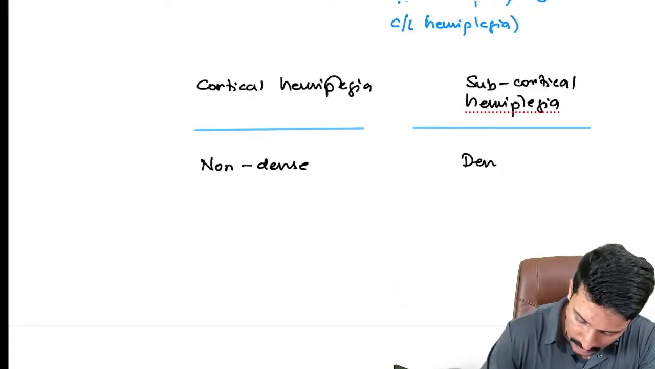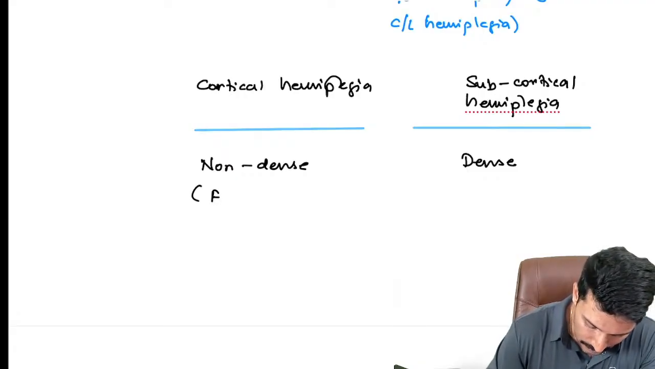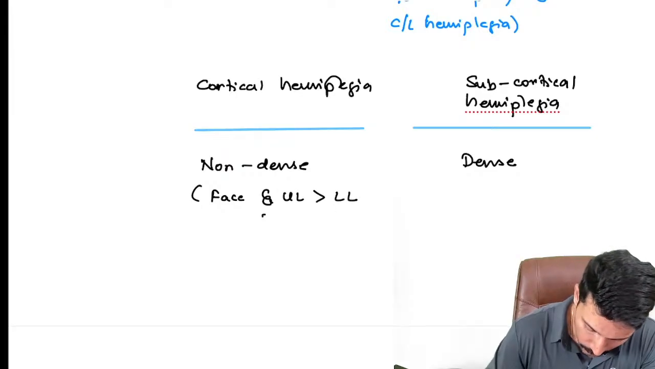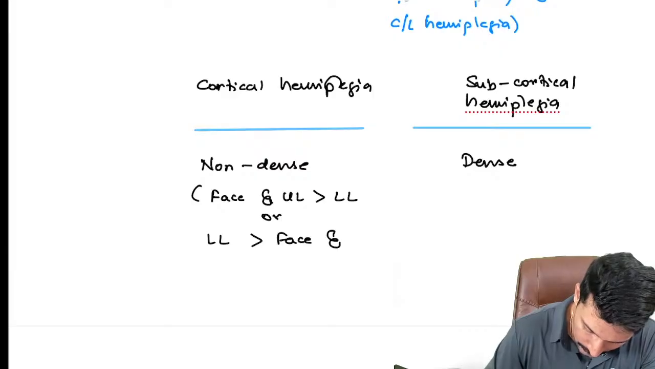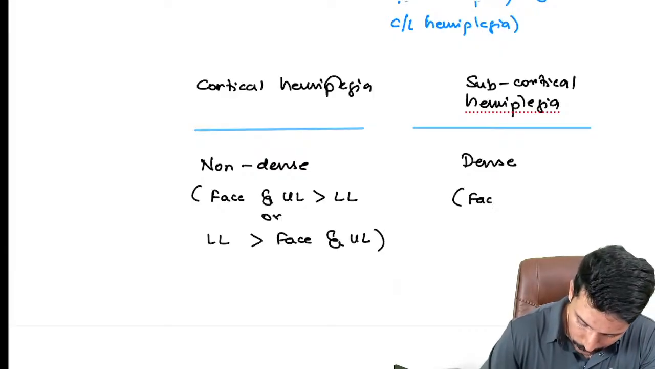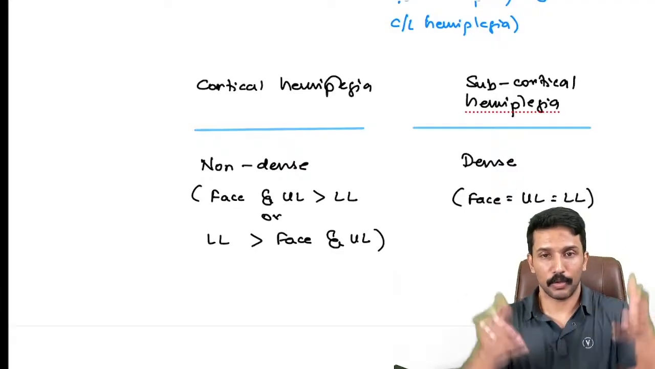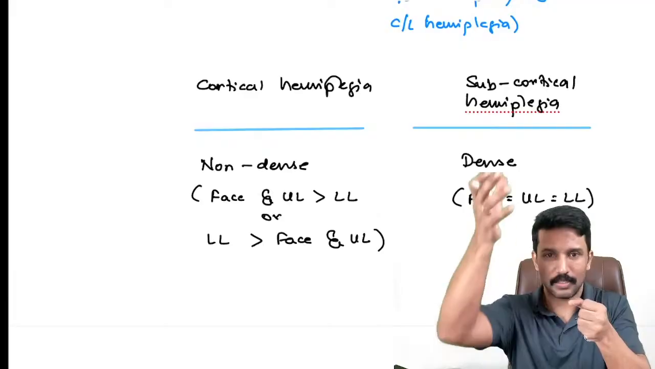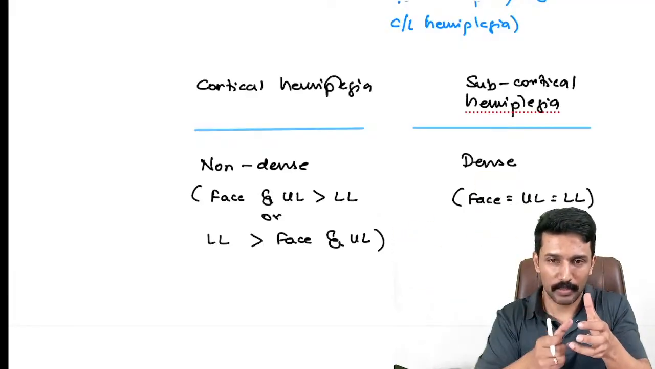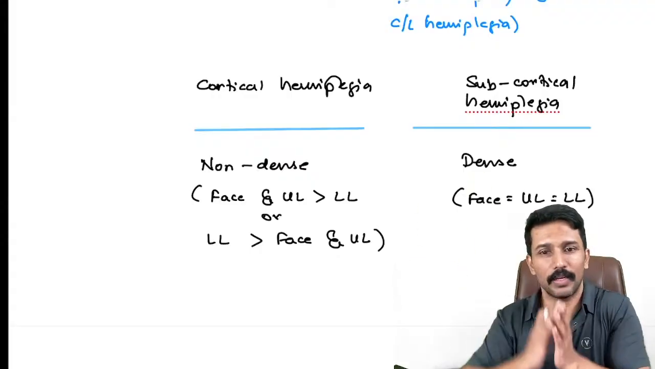Subcortical hemiplegia is dense. In cortical hemiplegia, either face and upper limb are more affected than lower limb, or lower limb is more affected than face and upper limb. In subcortical hemiplegia, the face, upper limb and lower limb are all equally affected, because in the subcortex, the face region, lower limb region, upper limb region, all the neurons come together in a compact tiny space. Damage here, everything will get equally affected.